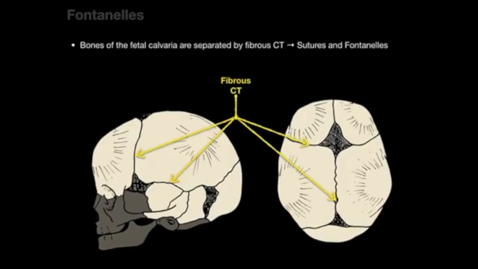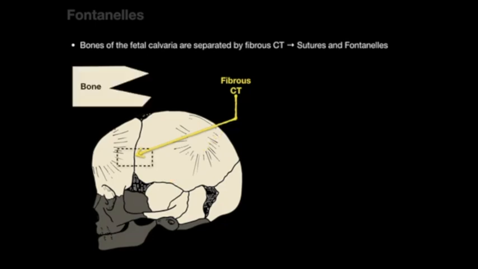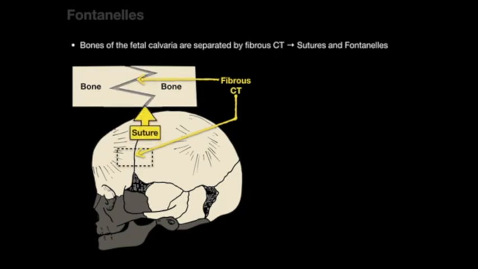So here we can see fibrous connective tissue separating these bones of the calvaria. And if we just take a look at this one area right there and blow it up, you can see a bone on one side, a bone on the other, and it's filled between these bones with fibrous connective tissue. This makes a fibrous joint, and that's what's going to be forming our sutures. They go all the way through into adolescence before they fuse and become ossified.